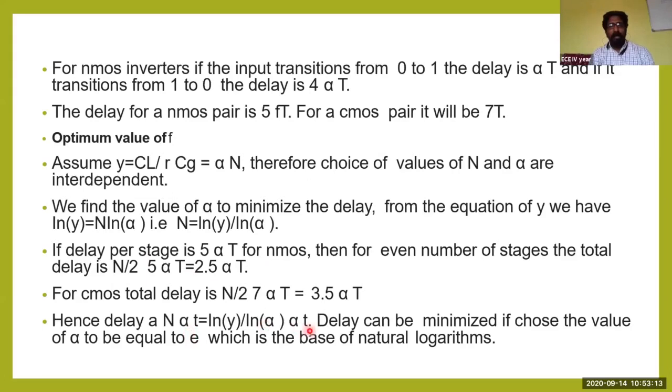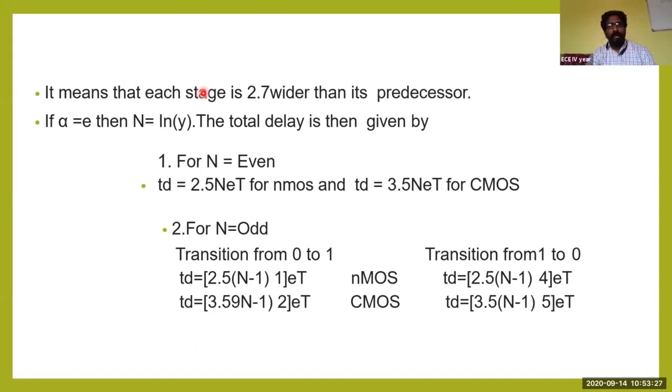Hence, the delay is N alpha T, equal to ln y by ln alpha times T. The delay can be minimized if we choose the value of alpha to be equal to e, which is the base of the natural logarithm. It means each stage is 2.7 times wider than its predecessor, that is, every stage is 2.7 times bigger than the previous inverter. If alpha equals e, then N equals ln of y. Why? Because we have seen the formula N equals ln y by ln e, and ln e is 1, so the formula for N becomes ln y.